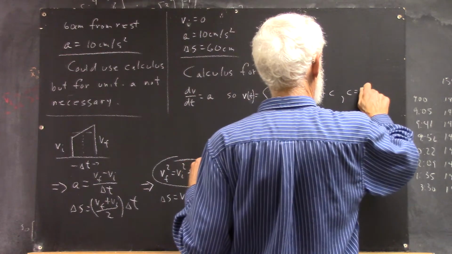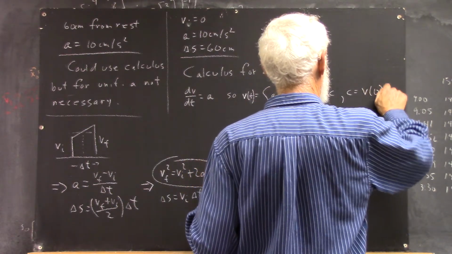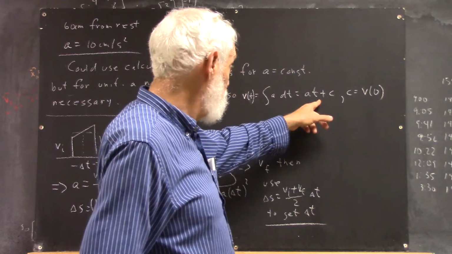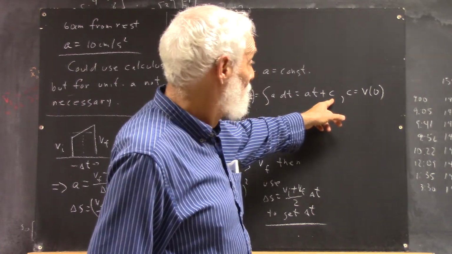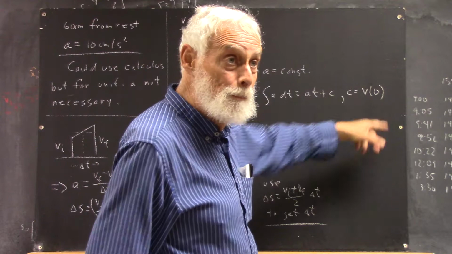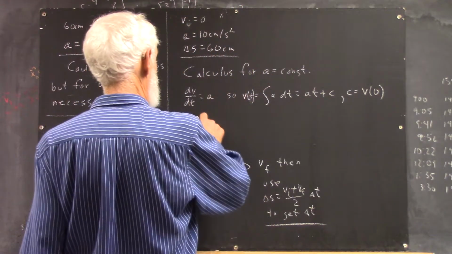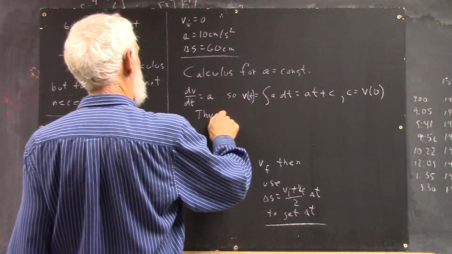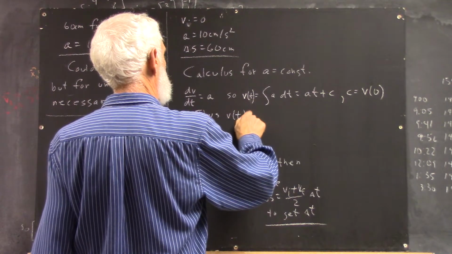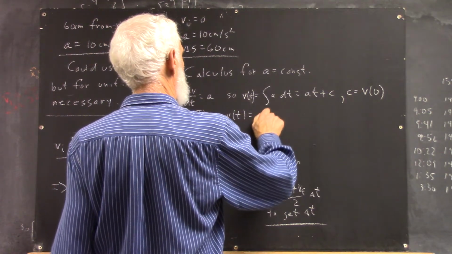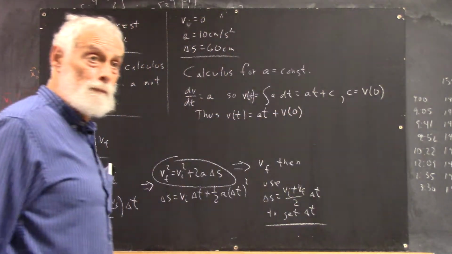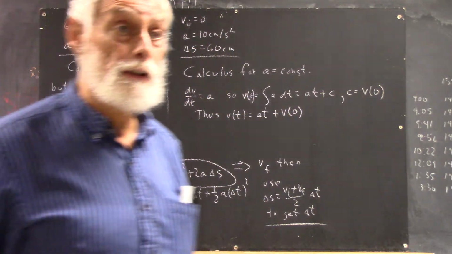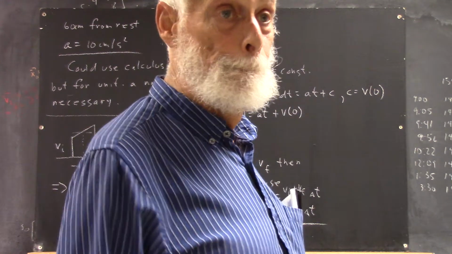C clearly equals V at time t equals 0, because if we plug 0 in for t, we get V of 0 equals C, right? So C is V of 0. So we could write V of t equals AT plus V of 0, whatever your t equals 0 velocity is. Okay?